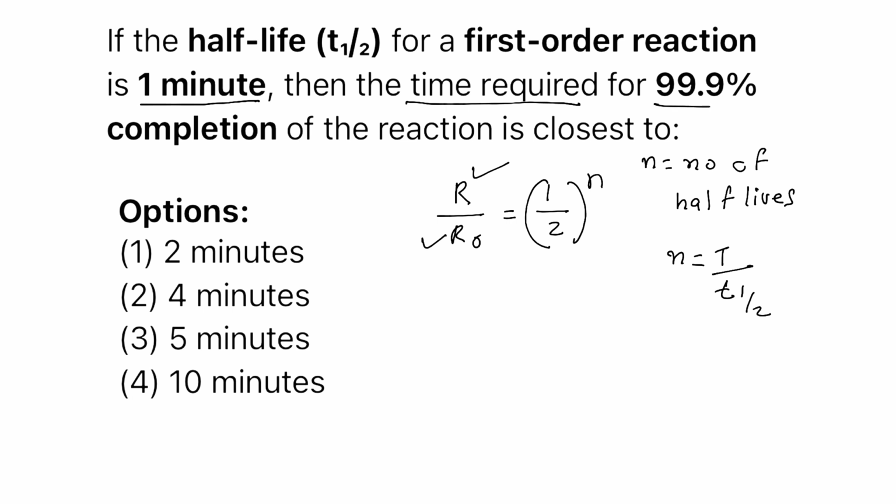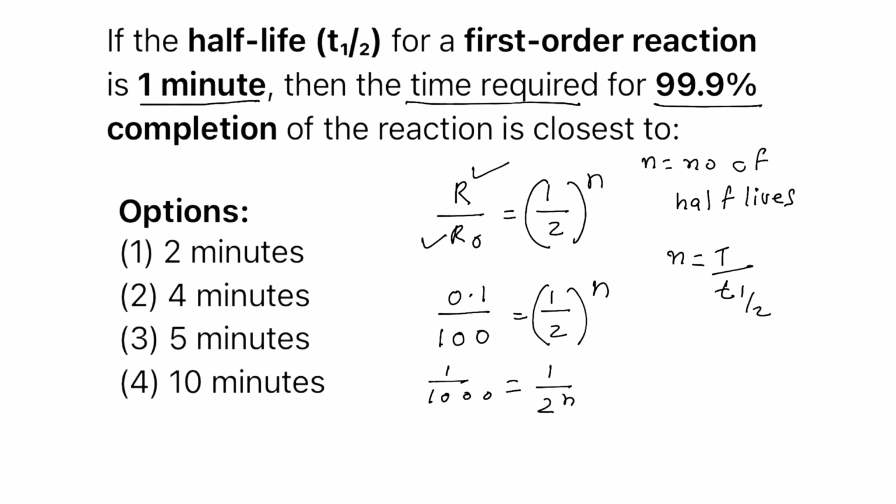As the things are in percentage, the initial concentration you have to take is 100. Now 99.9% is completed. What is left? 0.1. Clear? That is equal to (1/2)^n. So you can write 1/1000 is equal to (1/2)^n, that is 1/2 raised to n. So you can write 2^n is equal to 1000.